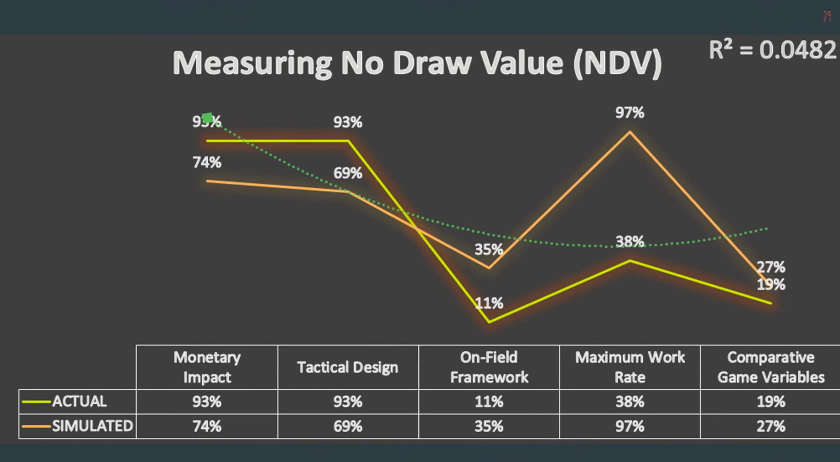NDV by far is our standard formula used for calculating a percentage of game intensity and effects involving components like monetary impact, tactical design, on-field framework, maximum work rate, and comparative game variables. This data contains similar simulated magnitude of change data as continuous exploration of actual game behaviors.